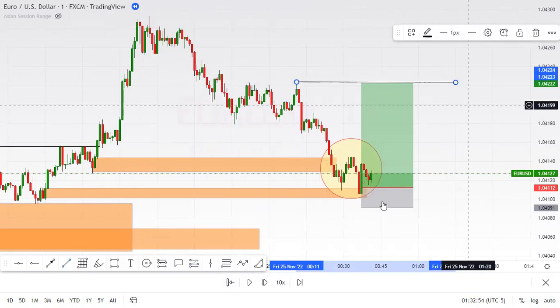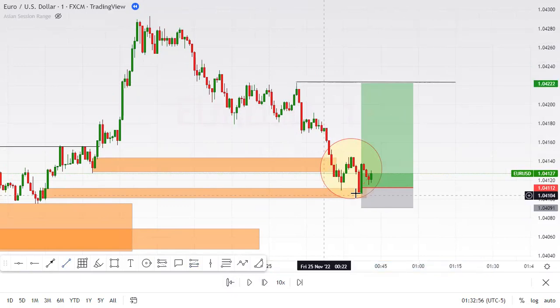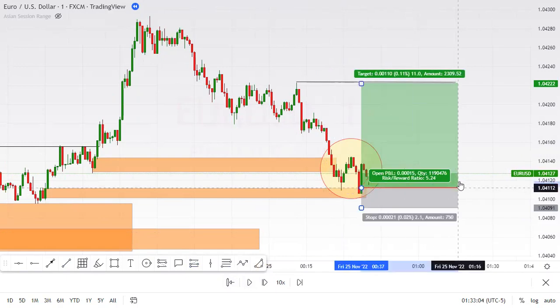So this can be a place for me. For me, this is my entry. I enter this trade right here. I don't know what will happen, but I am sure about my strategy.